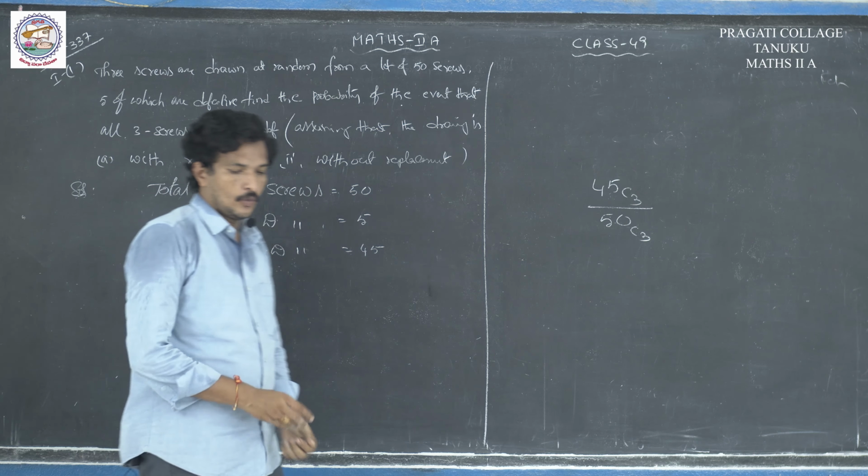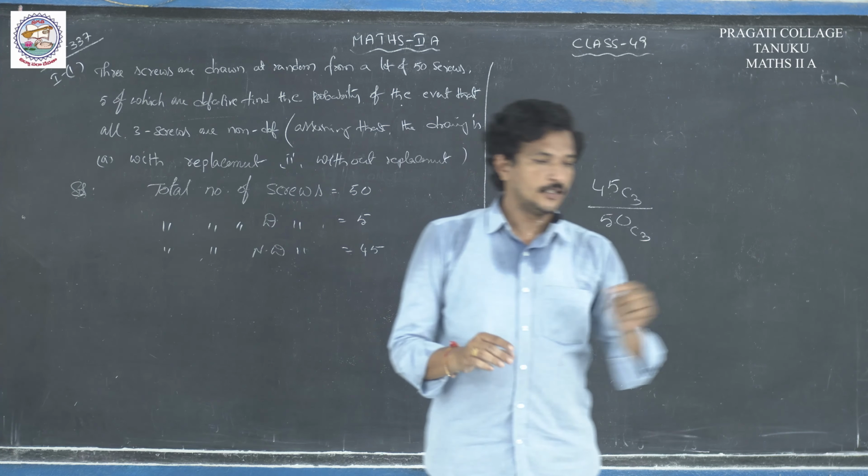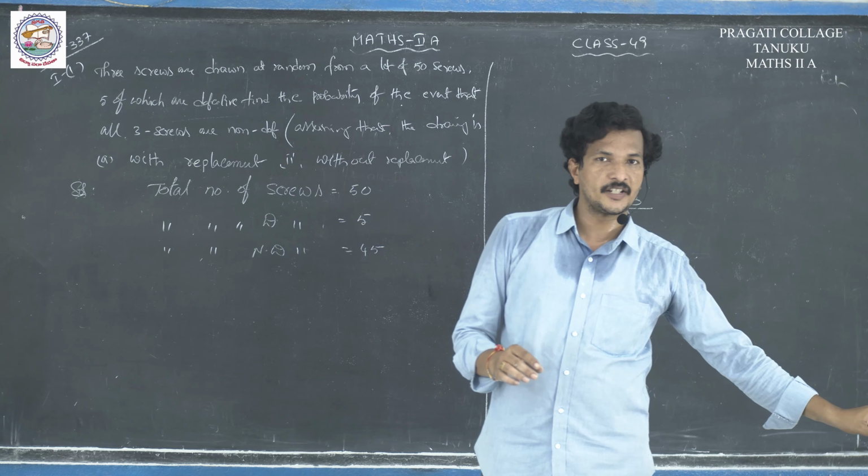Without replacement means we can draw the first screw, then leave it outside, and then draw the second screw and then the third screw. So the difference between these two is the solution. There are 3 ways. If the problem ends at this place, then the answer is 45C3 by 50C3. First of all, write the side heading: with replacement.